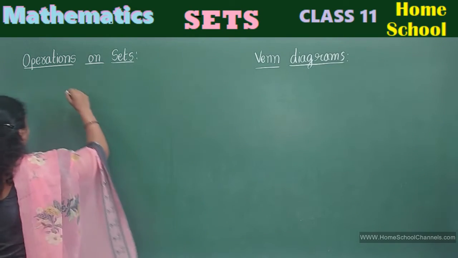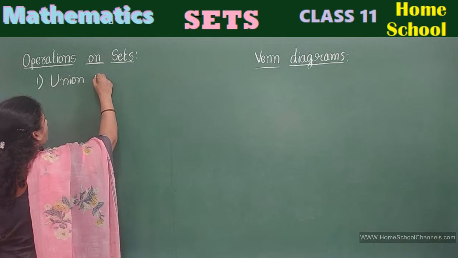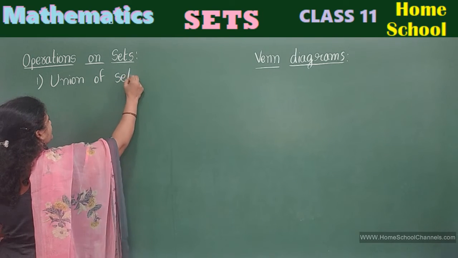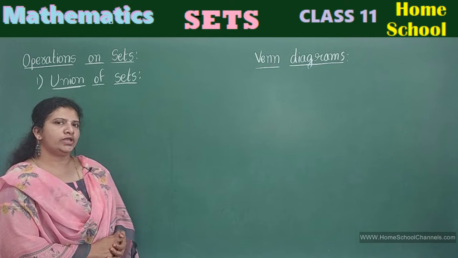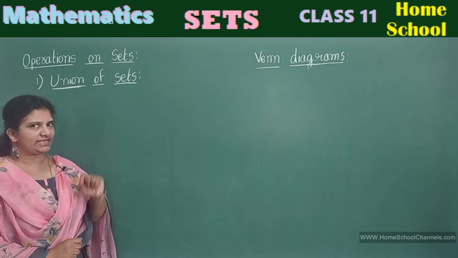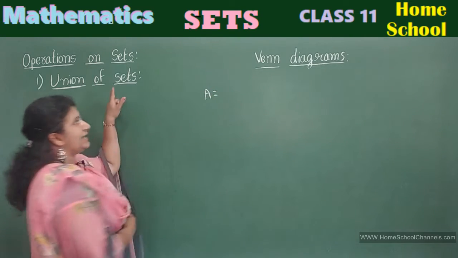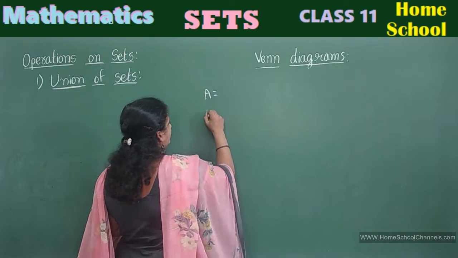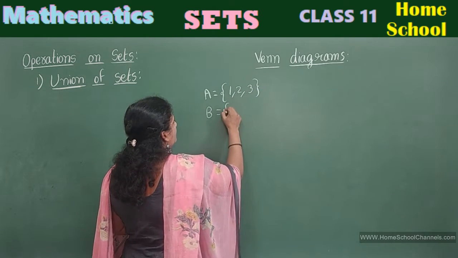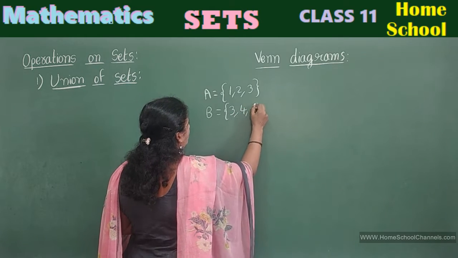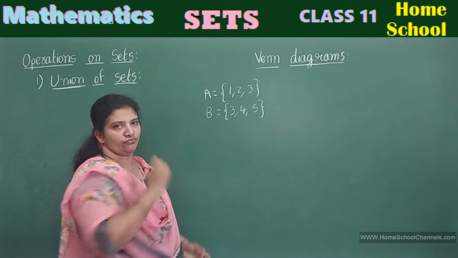Operations on sets. First one, union of sets. Before knowing this, I am going to explain it by using a tiny example first. Suppose I take more than one set. So I am going to take here two sets. A is equal to {1, 2, 3}. And B is equal to {3, 4, 5}.